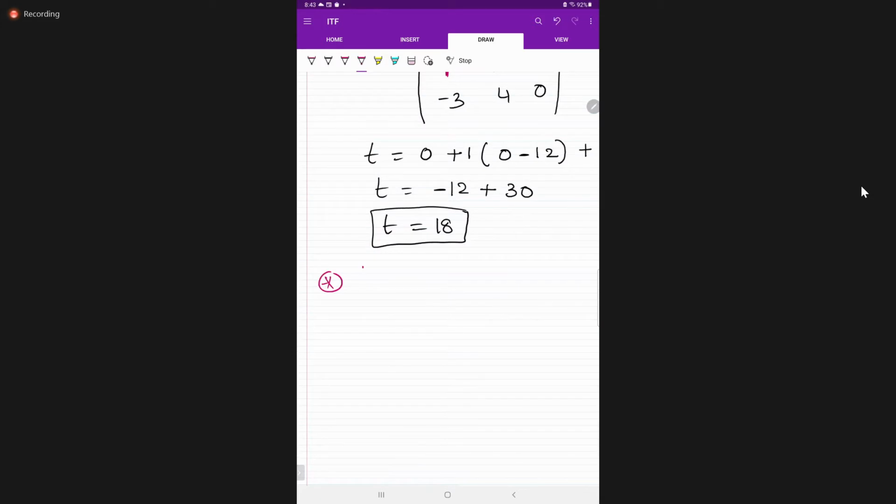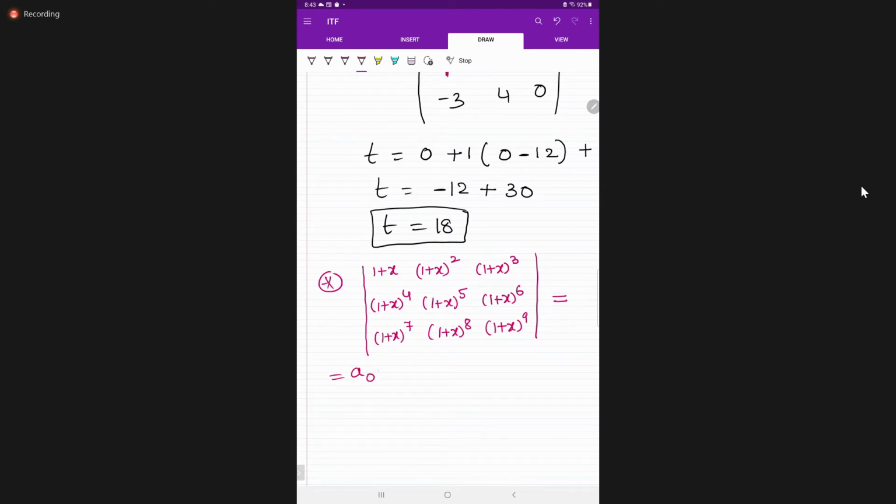Determinant of 1 plus x, 1 plus x whole square, 1 plus x whole cube, 1 plus x to the power 4, 1 plus x to the power 5, 1 plus x to the power 6, 1 plus x to the power 7, 1 plus x to the power 8, 1 plus x to the power 9, which is equal to a naught plus a1x plus a2x square plus and so on.